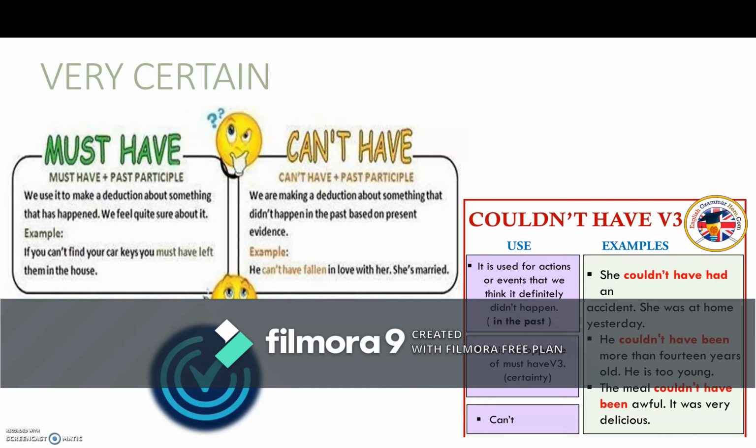So here we have three examples. She couldn't have had an accident. She was at home yesterday. So if she was at home yesterday, how come she had an accident, right? The next one, he couldn't have been more than 14 years old. He's too young. And the last one, the meal couldn't have been awful. It was very delicious. So it's like to express that that action definitely didn't happen because the opposite of the action happened, right?